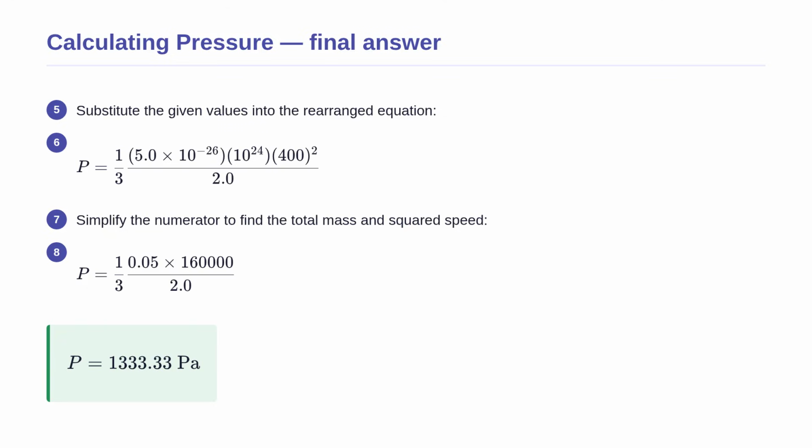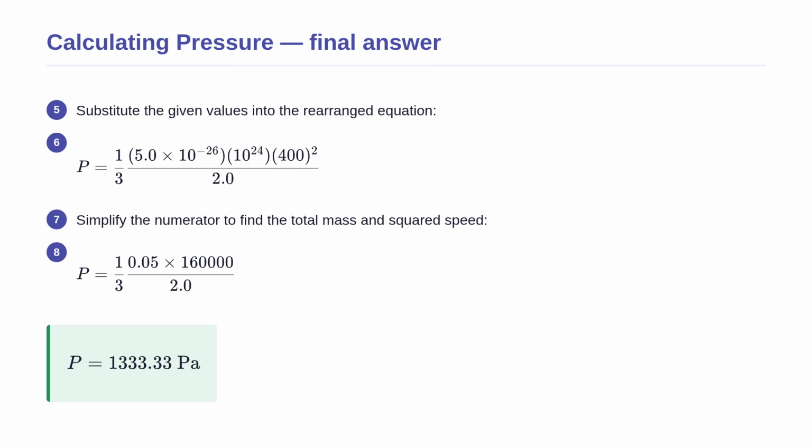Continuing with our calculation, we substitute all the given numbers into our rearranged equation. We multiply the mass of a single molecule by the total number of molecules to get the total mass of the gas, which is 0.05 kilograms. Squaring the speed gives us 160,000. Multiplying these together gives 8,000, which we then divide by the volume of 2.0, and finally divide by 3. This gives us a final pressure of approximately 1,333 pascals. This means the gas exerts a relatively low pressure on the walls compared to the normal atmosphere around us.